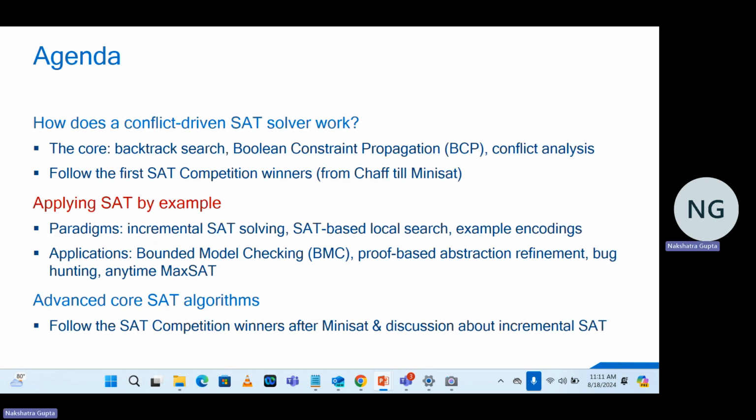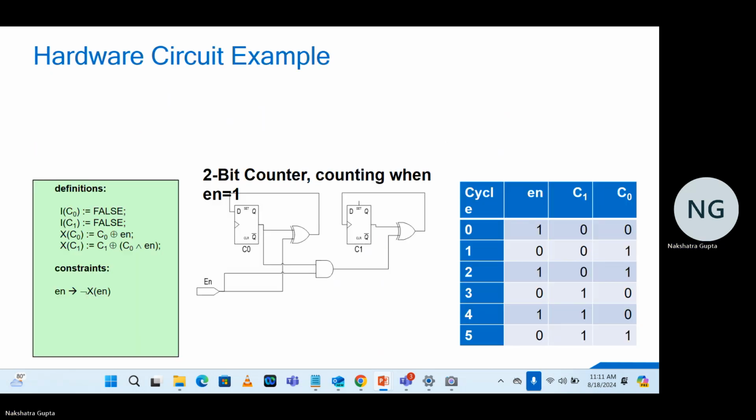Now, transition to the second part of my presentation, which is applied SAT examples. I'm going to provide several examples and show you how such a solver can be used. So here we have an example of this sort.